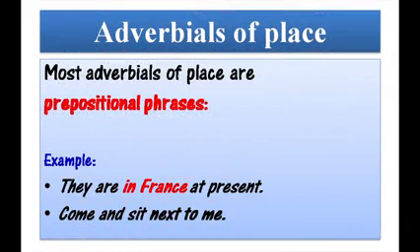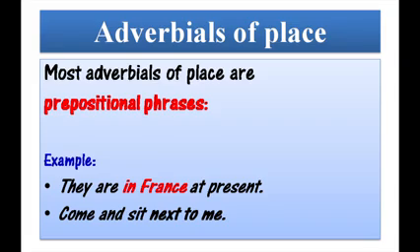Next we have the adverbials of place. Adverbials of place show you where the action is taking place. If you see the adverbials of place, they are mostly prepositional phrases. These prepositional phrases in the sentence will let you know the location, direction, or the distance of the action taking place by adding the prepositions. Let's look into the examples.